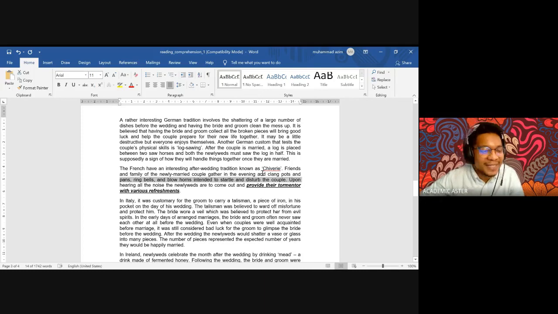Clang pots and pans. What does that mean? Apa maksud tu? So in the German tradition, once you get married kan? Standard lah kan? Pengantin malam pertama tapi orang ramai nanti akan buat bising lah. So they clang the pots and the pans, buat bising so that untuk panggil pasangan pengantin baru tu untuk layan diorang lah, bagi apa? Refreshments ke apa. So that is the German tradition.